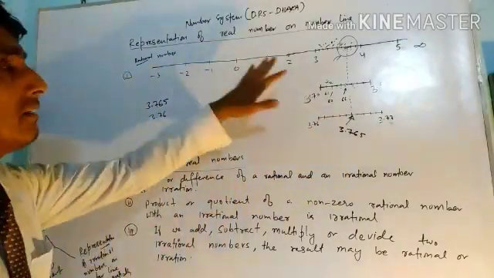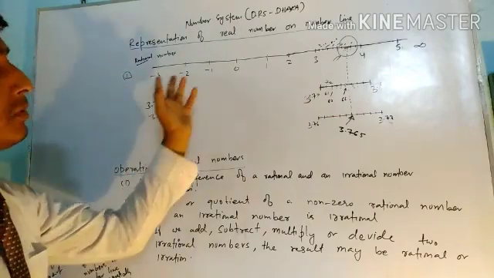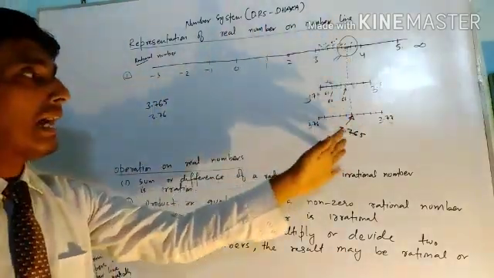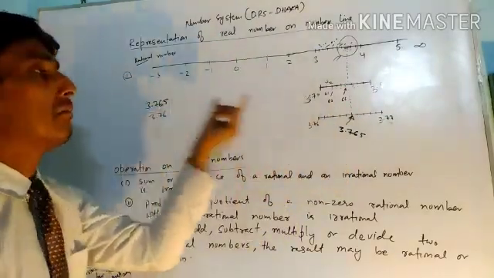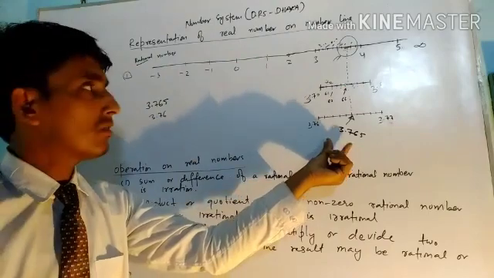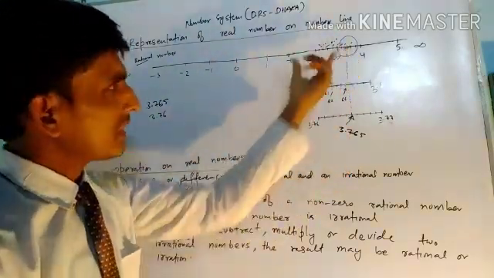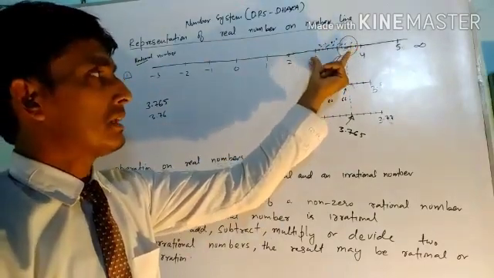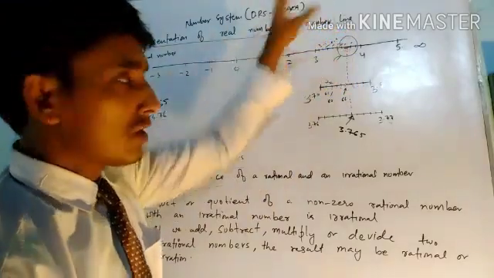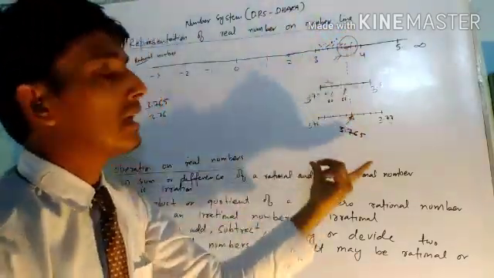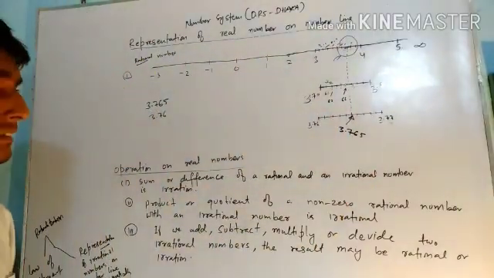On a number line, if the decimal expansion is very large, you have to magnify the number line and locate where this number will lie, because you cannot show it on this number line. Infinite numbers are possible between 3 and 4, so you cannot show them in such a small gap. So you have to magnify the number line and then show where 3.765 is lying.